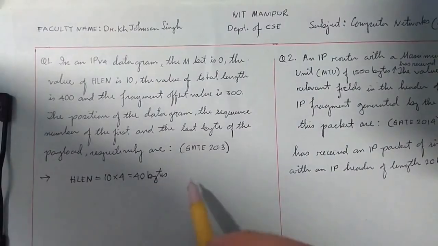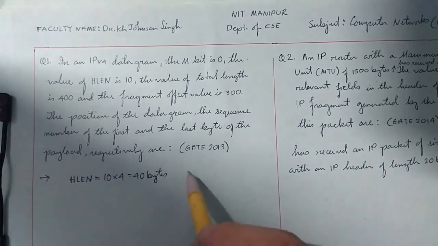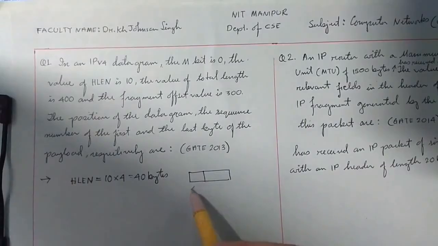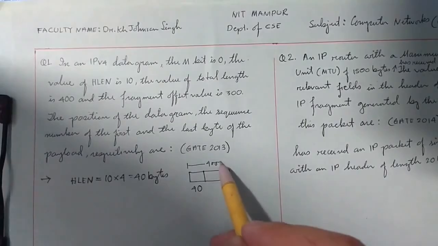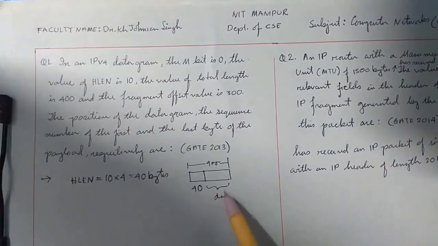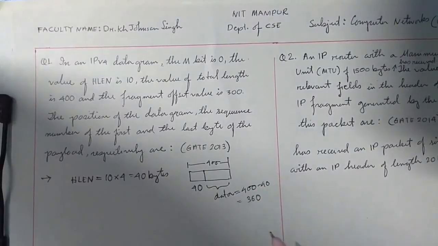Also given here is the total length. The total length is given as 400. It means in our packet the header is already 40 and the total length is given as 400. So you can easily calculate the value of this data. The size of the data or the payload is 400 minus 40, which equals 360. 360 is the size of the data or the payload.